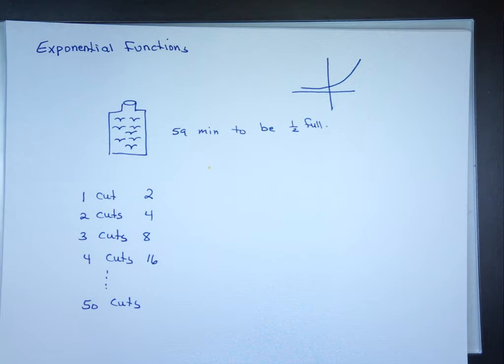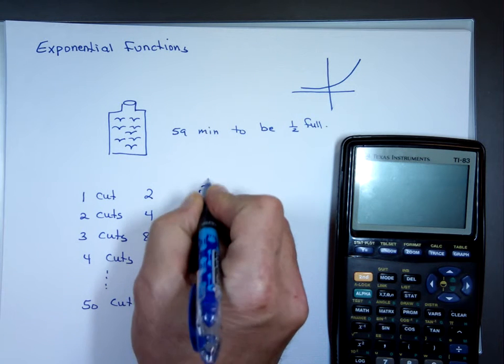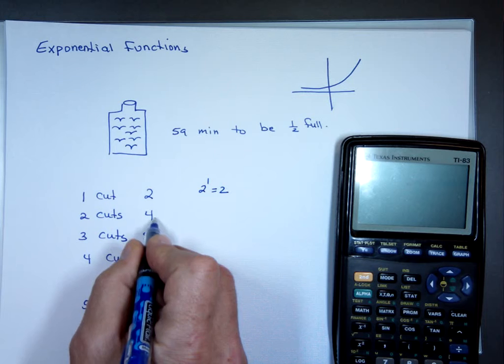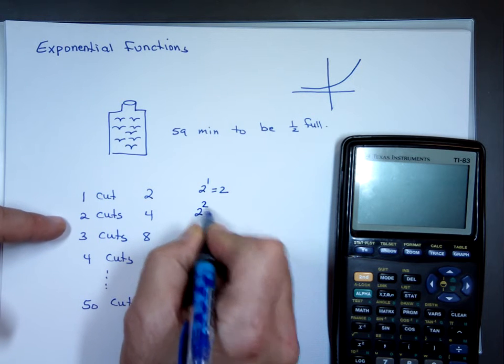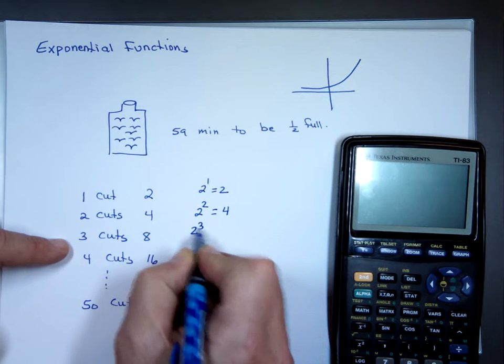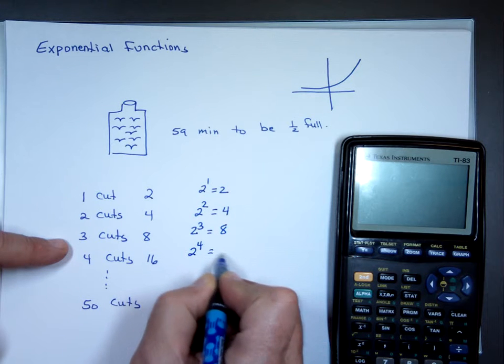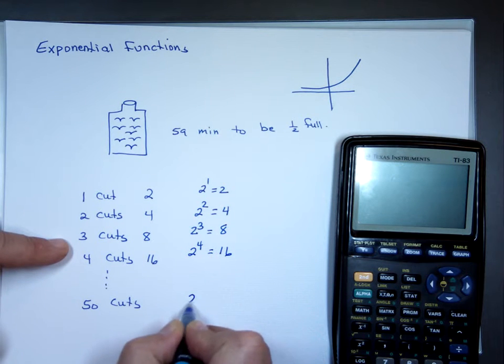Well, let's think about it. I don't think this calculator can do that high. Let me get a bigger calculator. 1 cut is 2. How'd you get 2? 2 to the power of 1, which is 2. 2 cuts, it's 2 to the power of 2, which is what? 4. 3 cuts, 2 to the power of 3, which is what? 8. 4 cuts, 2 to the 4, which is what? 16. If I do 50 cuts, how many sheets of paper am I going to have?